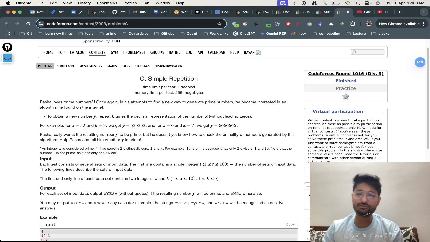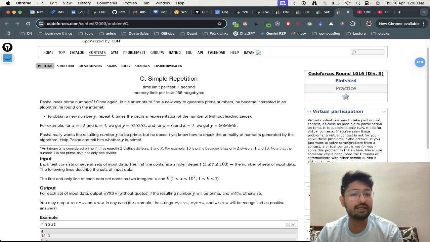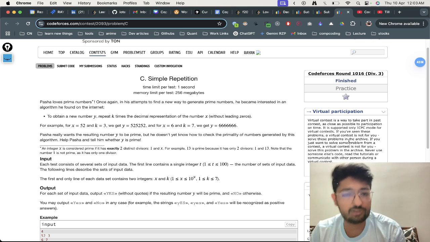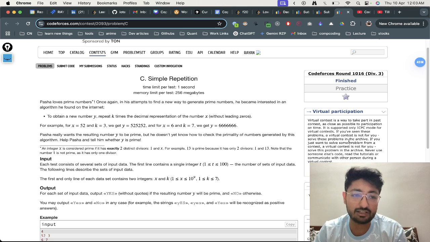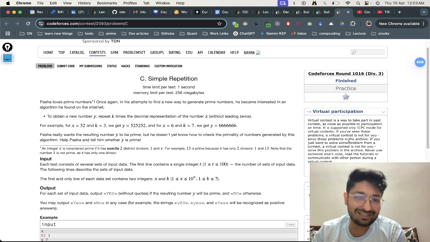Hello everyone, so in this video, let's talk about the third problem, simple repetition problem. Codeforces Round 1016. Problem name is Pasha Loves Prime Numbers. Once again, in his attempt to find a new way to generate prime numbers, he became interested in an algorithm. So Pasha wants to generate prime numbers and he finds some algorithm.